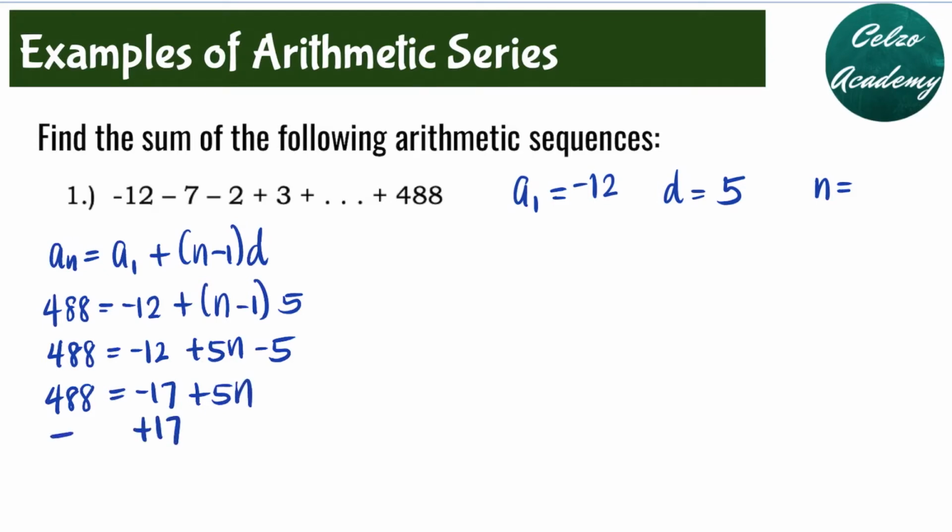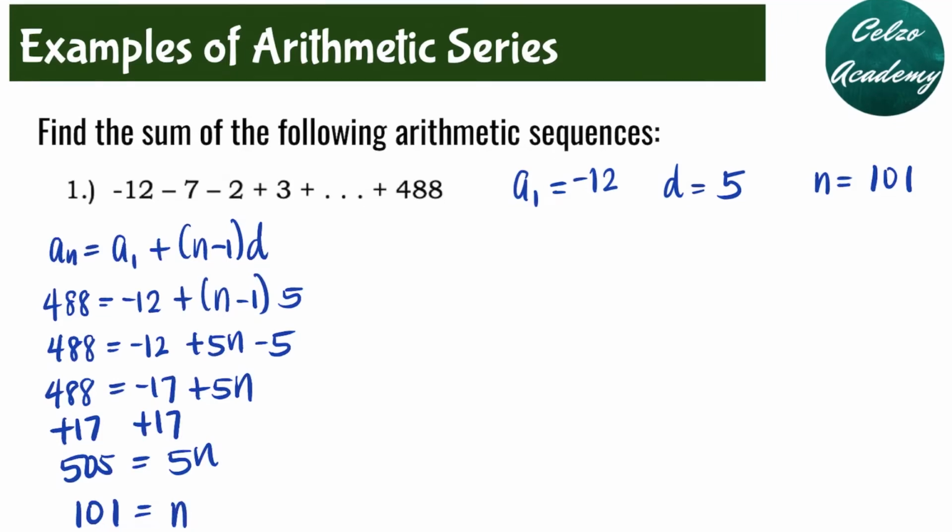Now we add 17 to both sides. That is 505 is equal to 5n. Next, divide both sides by 5. Our n value here is 101. That means we have 101 terms total.